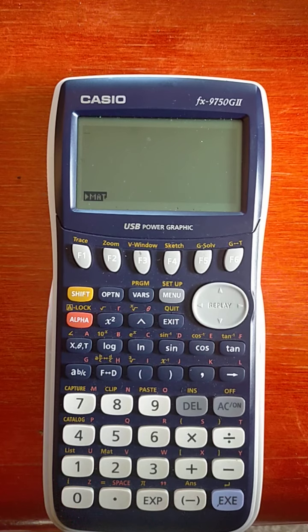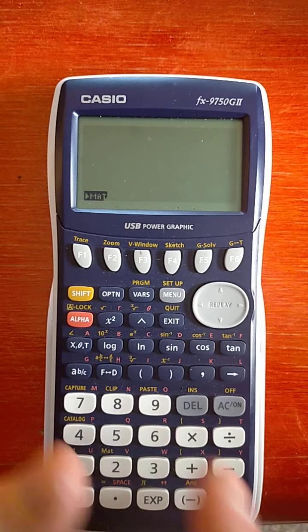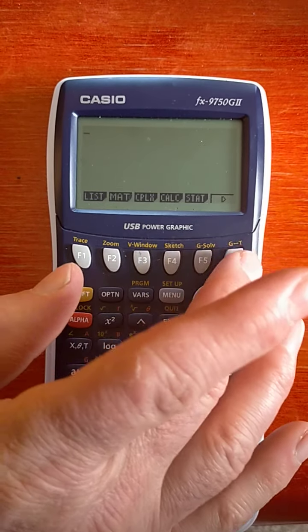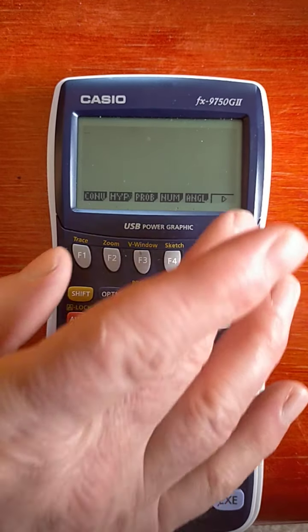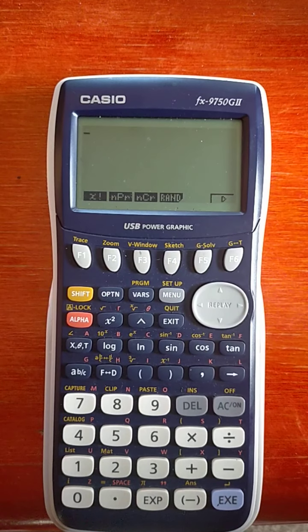Okay, looking at the stuff for the binomial. The first is the NCR, just getting the number of combinations. To get there, you use option, and I'm in run at the moment, and you go to probability, which usually takes a couple of F6s, probability, and then you can see NCR.